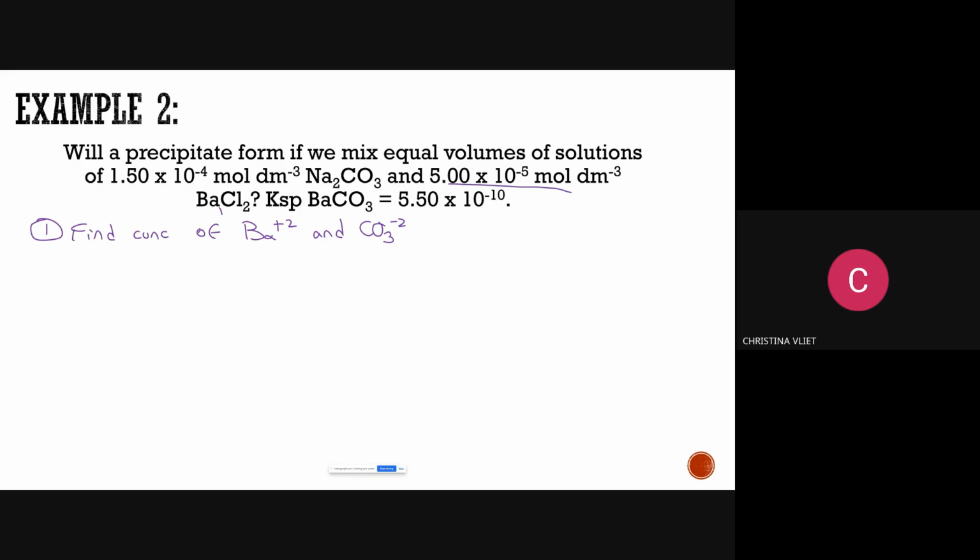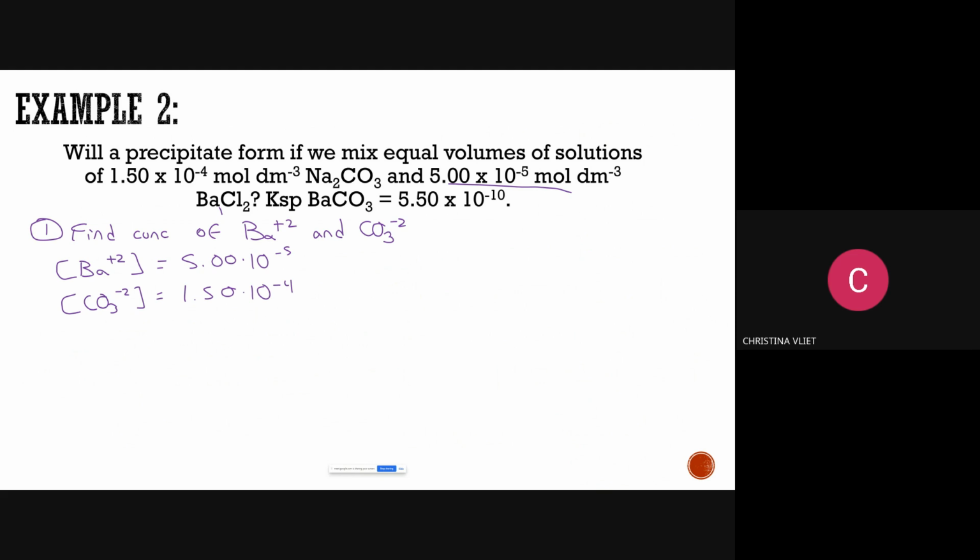Just like last time. Do we have to write that out, or are we okay with that? So we know that the barium 2+ concentration is 5 times 10 to the negative 5. Is that all right? What is our concentration of carbonate? It's a 1 to 1, right? So it would be 1.5 times 10 to the negative 4. Are we okay with that? That's our carbonate.